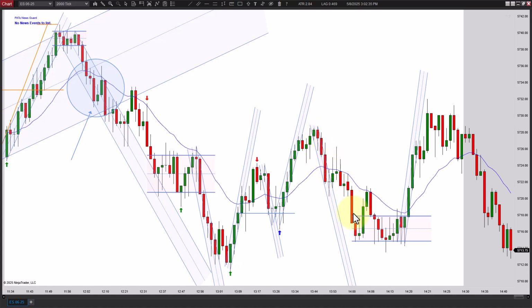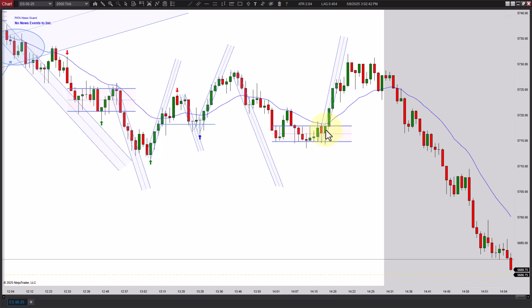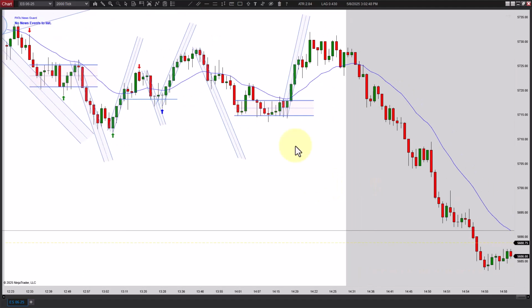No entry there. Running down, another first entry, and now we're just working sideways. That one's tempting, but you can't go long into that resistance. It ends up working, but nothing you can do about that. You follow the rules if you didn't take it, because there's no entry there.